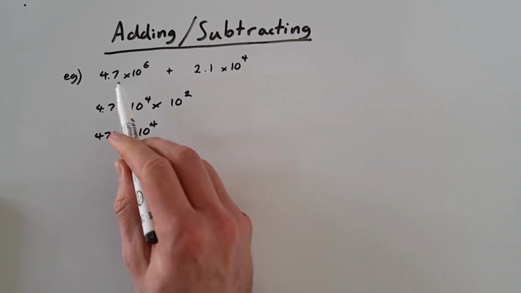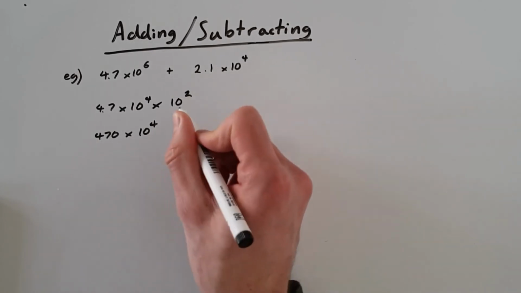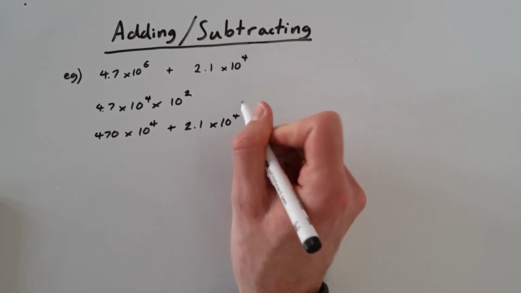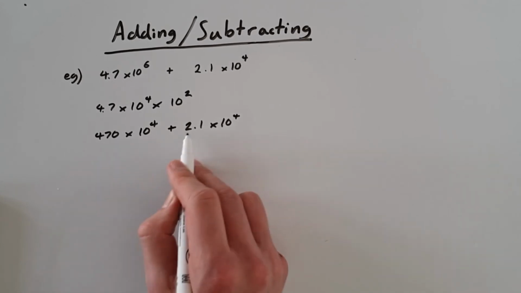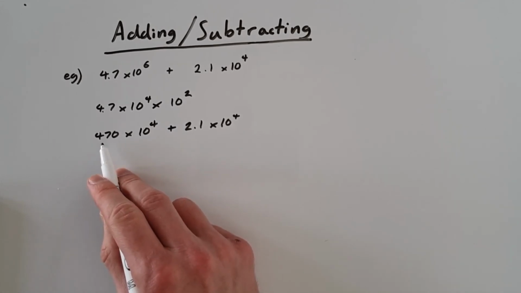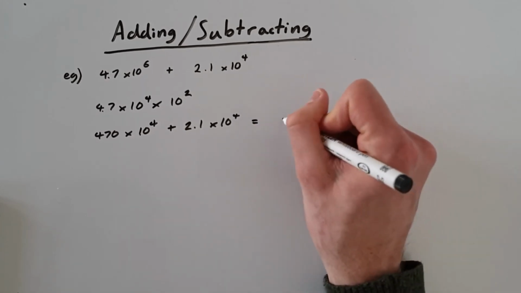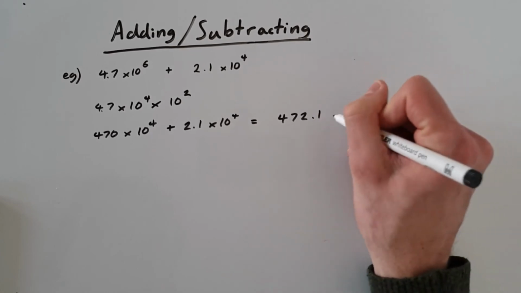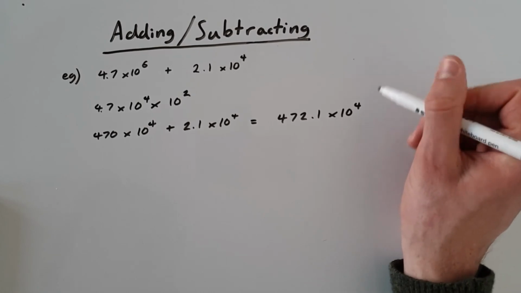Now we have converted this number so that the 10 is to the power of 4, and we want to add our 2.1 times 10 to the power of 4. The way we can do that is we essentially just add these two numbers at the front. We take 470 and we add 2.1, so this will basically become 472.1 times 10 to the 4. So that's those two numbers added.